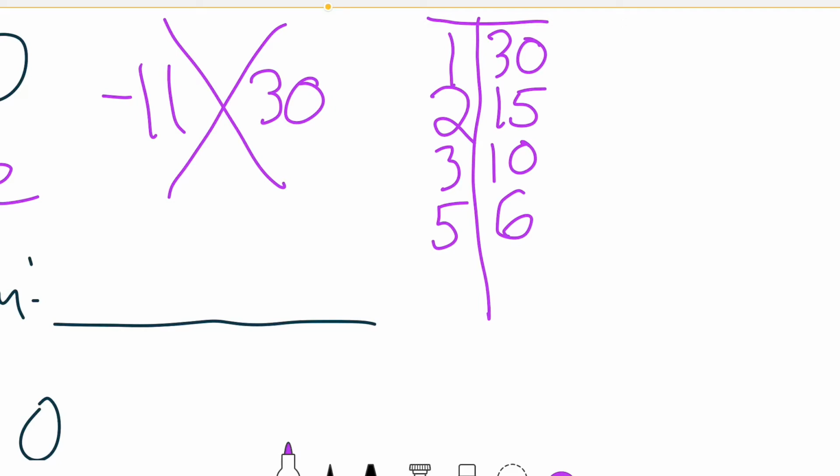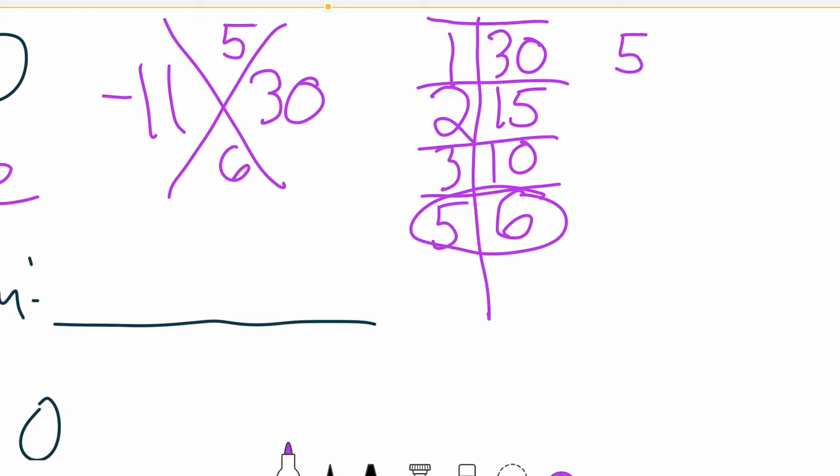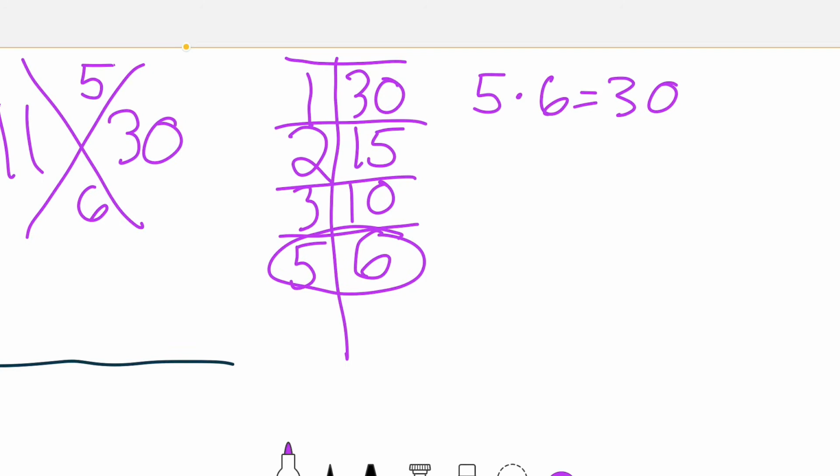So now, is there any pair of numbers that you can add or subtract to get to 11? Yes, 5 and 6. So 5 and 6 are going to be your magic numbers. Now you need 5 times 6 to give you positive 30, which is true right now. But then you also need 5 plus 6 to give you negative 11. So right now that is not the case.